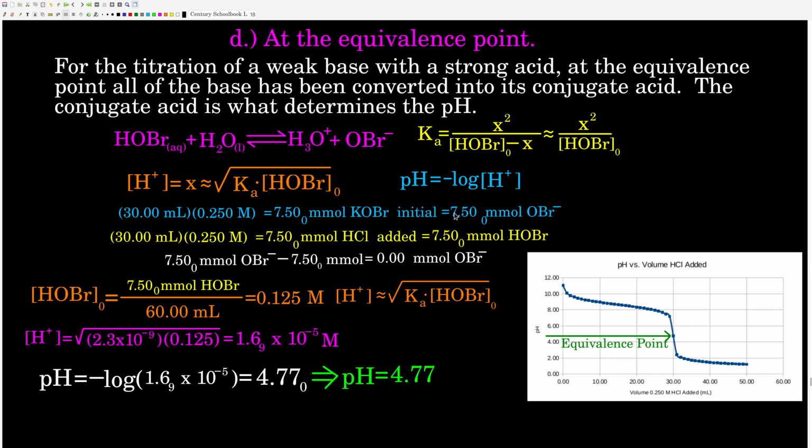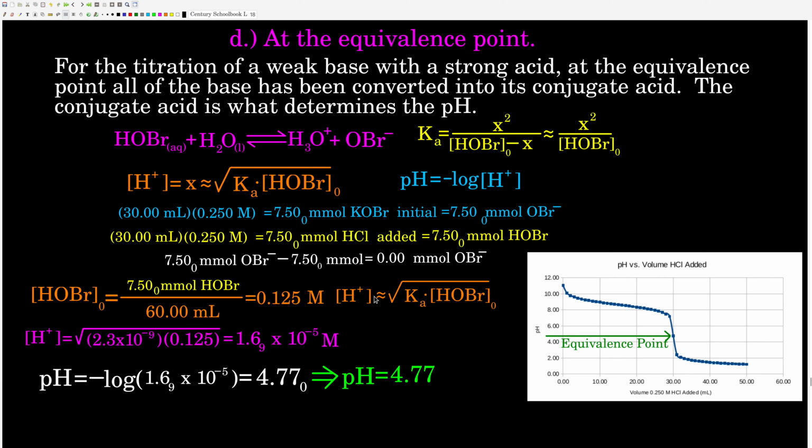So we started out with, again, 7.5 millimoles of hypobromite. We've added 7.50 millimoles of hydrochloric acid, and so we don't have any hypobromite left. All of it has been converted into the hypobromous acid, and so the concentration, before it comes to equilibrium, of the acid is just the millimoles over the milliliters. This 60 mils, guys, is the 30 mils that we started with plus the 30 mils that we added. And so that gives us a 0.125 molar for the initial concentration of the acid.